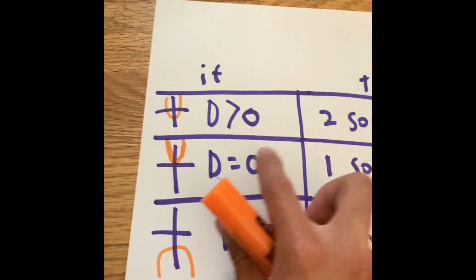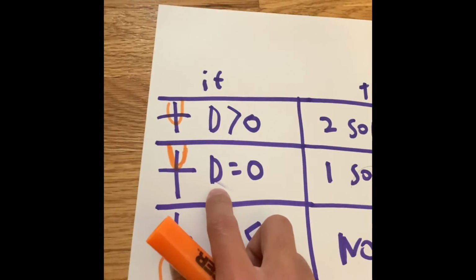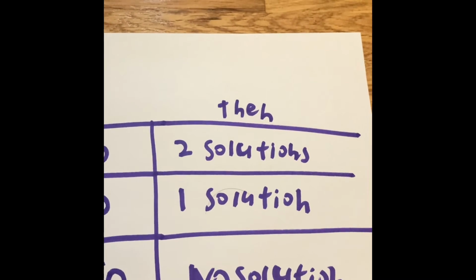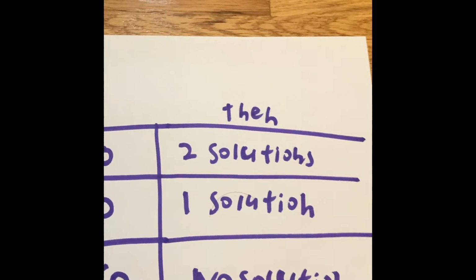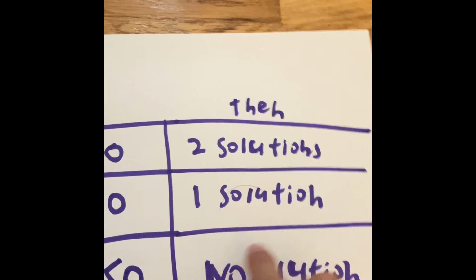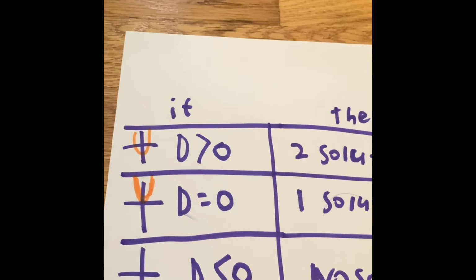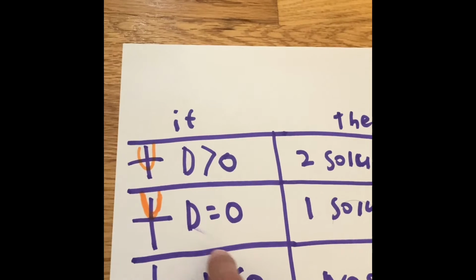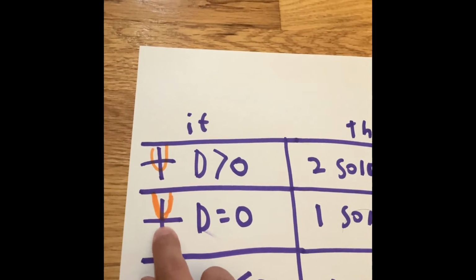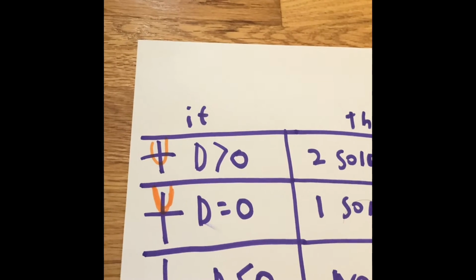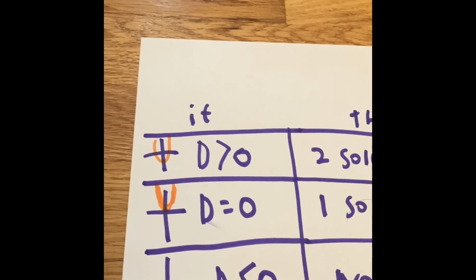The second scenario is when your answer from the formula is equal to 0. That means you'll get one solution. It will be one rational number or one irrational number. That happens when your number exactly equals 0. And it means that the vertex of your parabola is touching the x-axis.